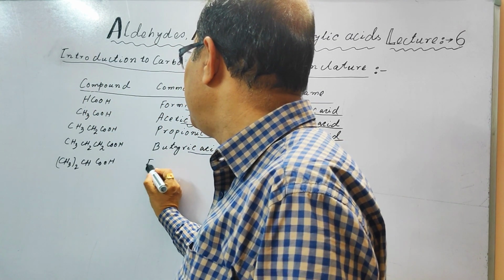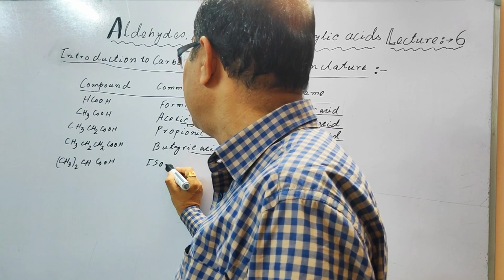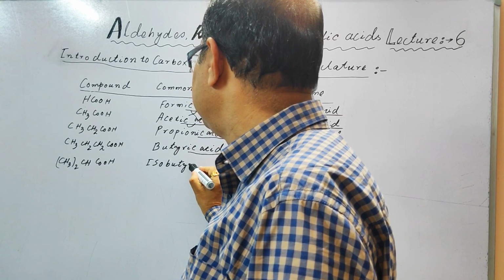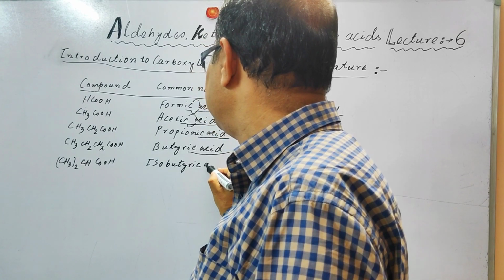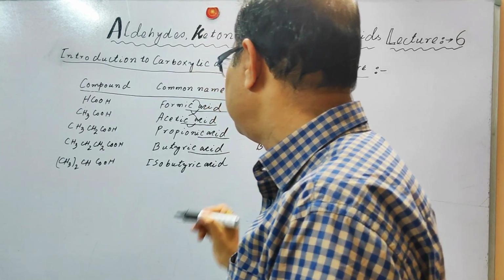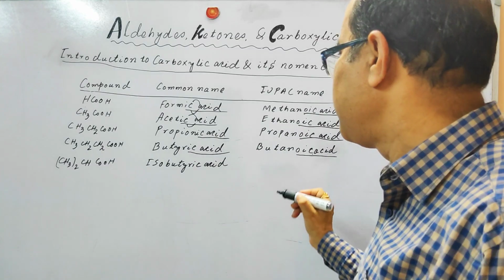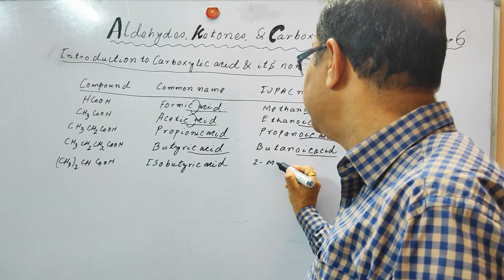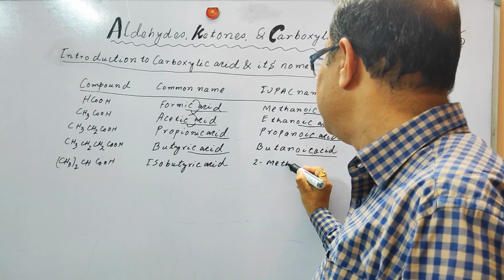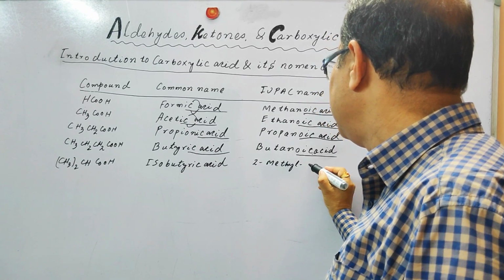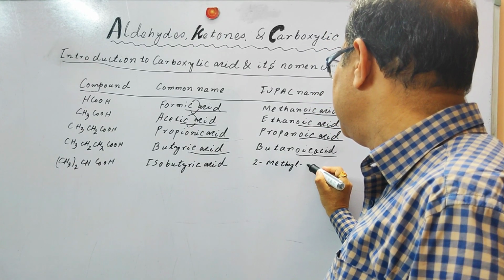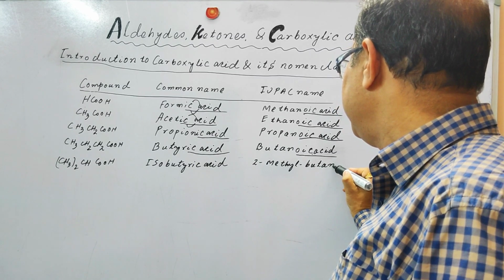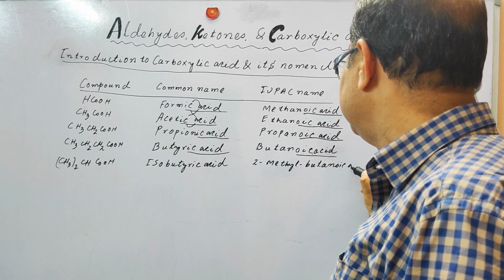This is isobutyric acid. Its IUPAC name will be 2-methylbutanoic acid.